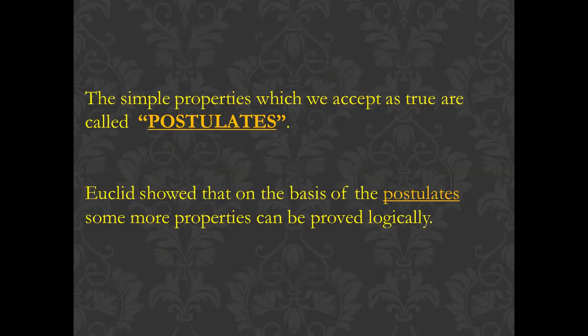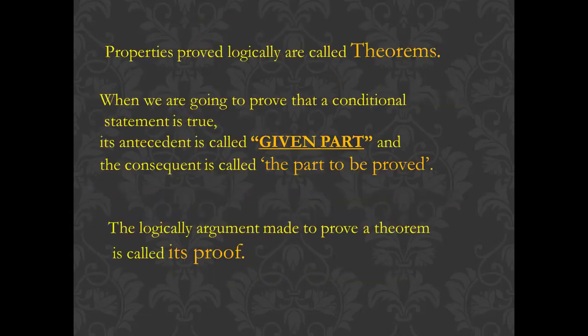Euclid showed that on the basis of the postulates, some more properties can be proved logically. A property is supposed to be true if it can be proved logically. It is then called a theorem. Repeating, a property is supposed to be true if it can be proved logically. It is then called a theorem.